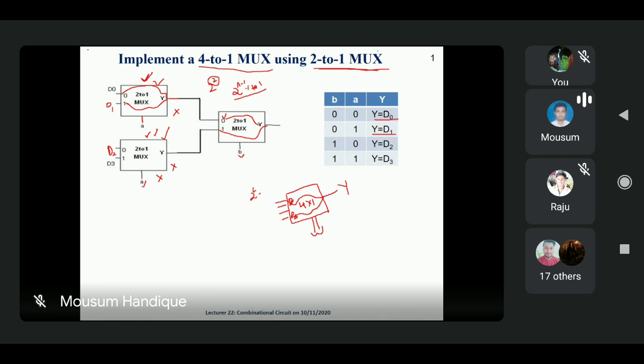Same thing, if you are building an 8 to 1 mux using 4 to 1 muxes, can you tell me how many muxes we are using? If your idea is clear, suppose now we implement an 8 to 1 mux using 4 to 1 muxes. Then you can tell me how many muxes we are using.